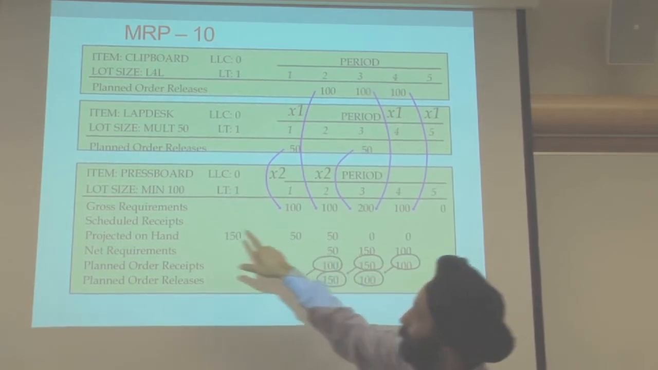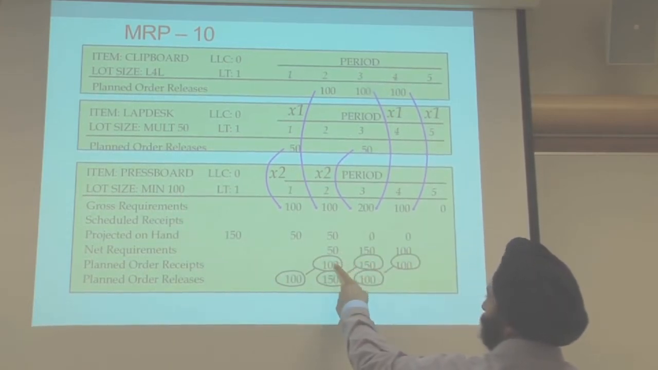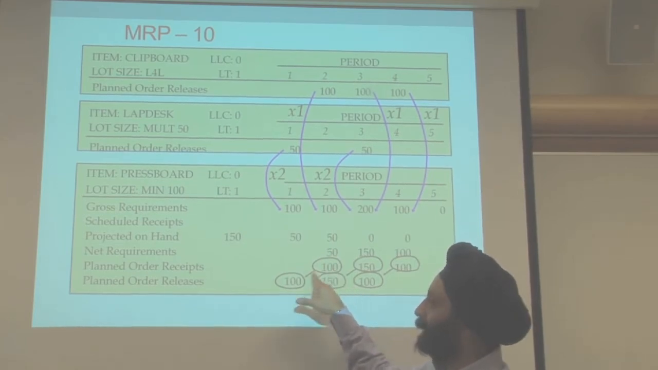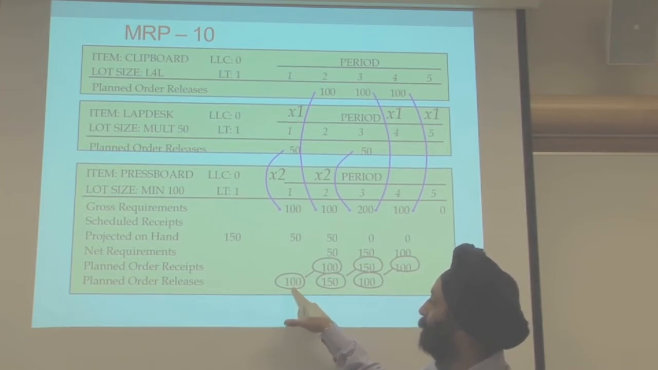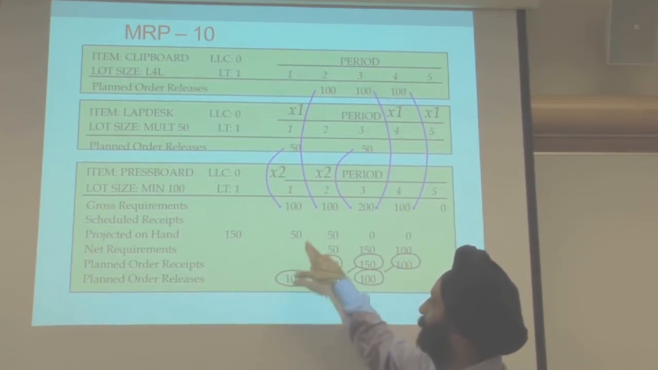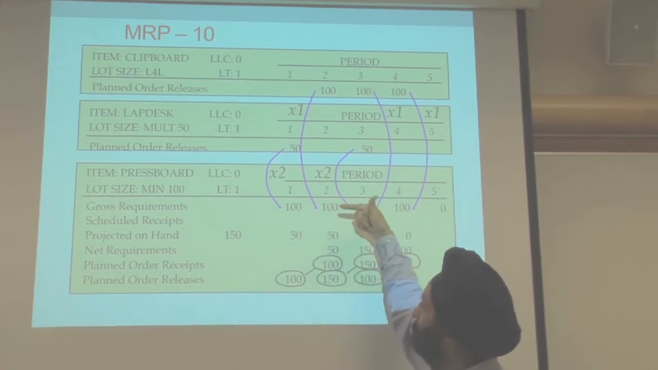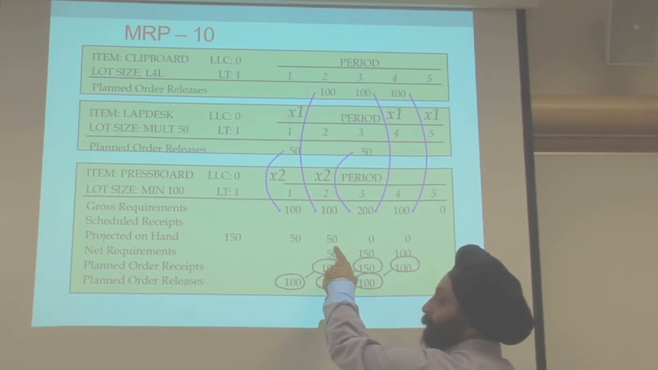Now, since we can only order a minimum of 100, even if 50 is required, we have to order 100. So we plan on receiving 100 over here. That means we need to release the order 1 period before. So that 100 plus the 50 over here is a total of 150. Minus 100 leaves us with the revised projected on hand of 50.